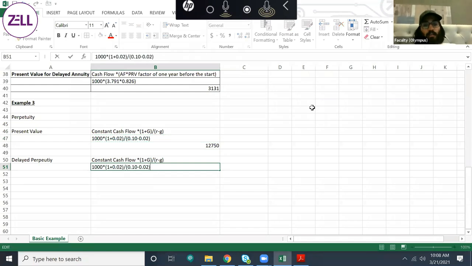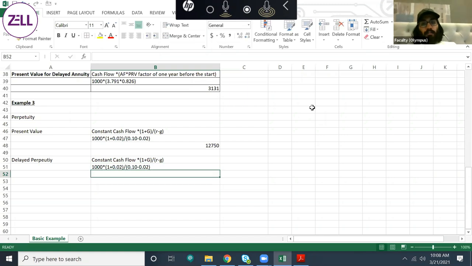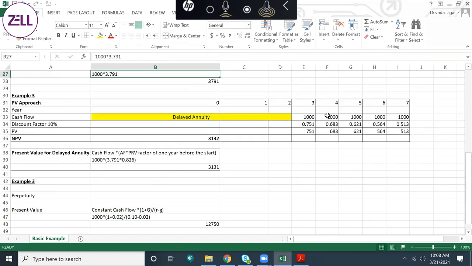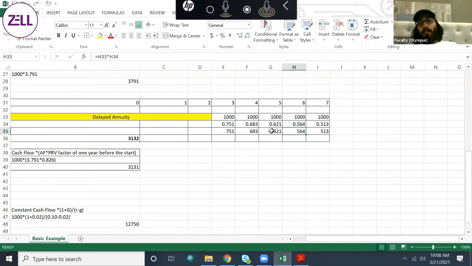So this is multiplied by the discount factor of 1 year before. What is the present value for 1 year before? 0.683. See, I'm going to get my money from the fifth year. I have discounted the perpetuity from the fifth year, which means I've come to year 4. So from year 4, I need to come to year 0, right?